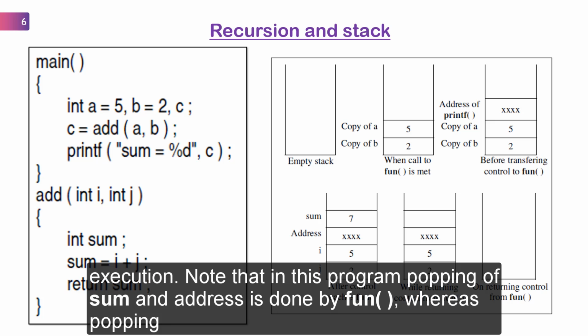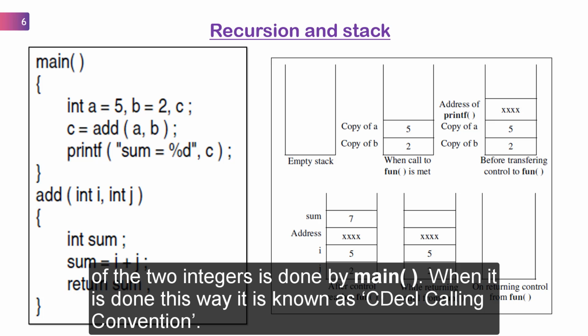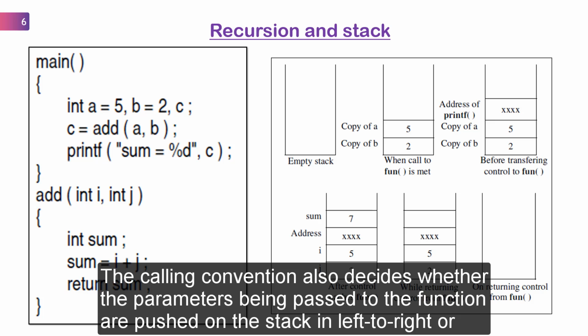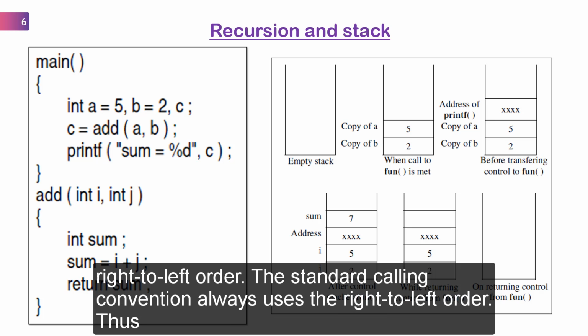Note that in this program, popping of sum and address is done by fun, whereas popping of the 2 integers is done by main. When it is done in this way, it is called the cdecl calling convention. There are other calling conventions as well, where instead of main, fun itself clears the 2 integers. The calling convention also decides whether the parameters being passed to the function are pushed onto the stack in left to right or right to left order. The standard calling convention always uses the right to left order.